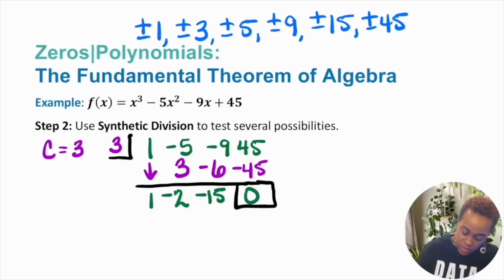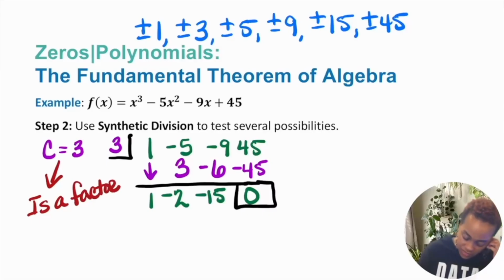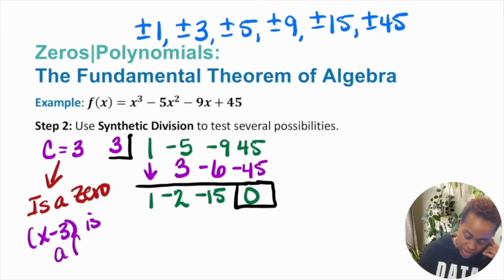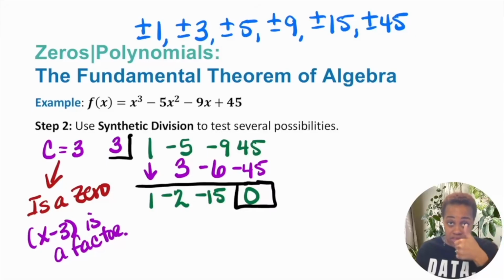And boom, we get a remainder of 0. That's what we want. So because we have the remainder of 0, we know that this is a factor. Not is a factor, sorry, is a 0. And because that is a 0, x minus 3 is a factor. Okay, x minus 3 is a factor. Don't lose that. X minus 3 is a factor.